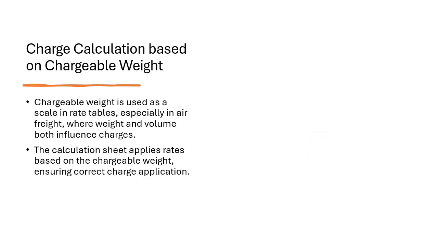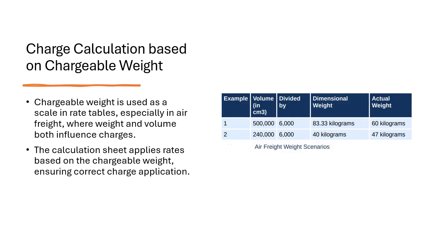Next is the charge calculation based on chargeable weight. So in air freight and less than container load, air freight, ocean freight, charge calculation is commonly based on the higher value between actual weight and chargeable weight. Chargeable weight is a combination of weight and volume, where rates are determined based on the most optimal value between them. So this table actually shows different scenarios where the air freight charge calculation depends on the chargeable weight. So, for example, the dimensional weight is used for rating purposes, determining the final charge with the higher value out of the weight and volume-based weight being used.